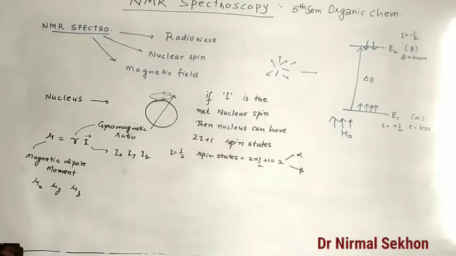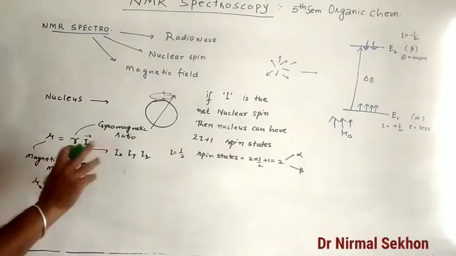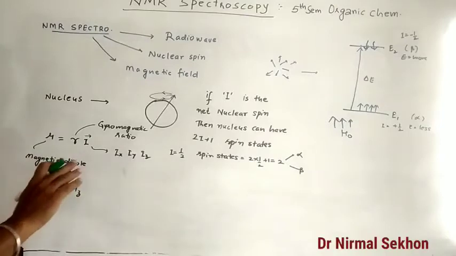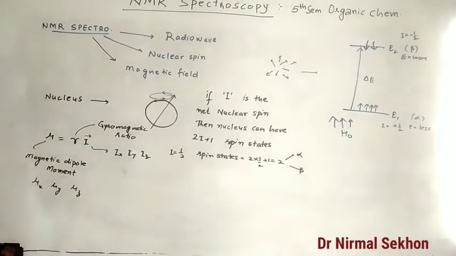This gamma is a parameter, a constant for a particular type of nucleus, called the gyromagnetic ratio. Gamma is a constant value for a particular type of nucleus, and it is known as the gyromagnetic ratio. What is I here? I is the nuclear spin angular momentum. So this mu is a vector quantity. Vector quantity means it has direction. Similarly, I is also a vector quantity.